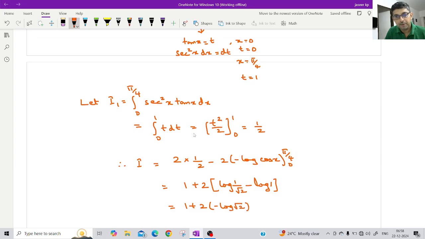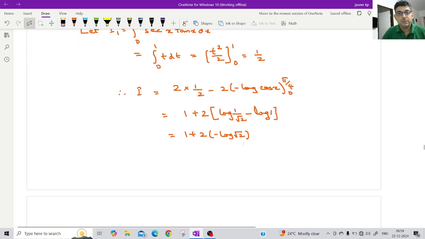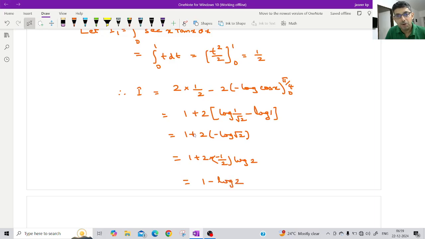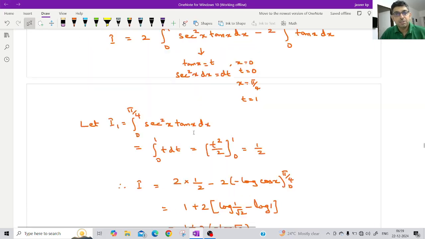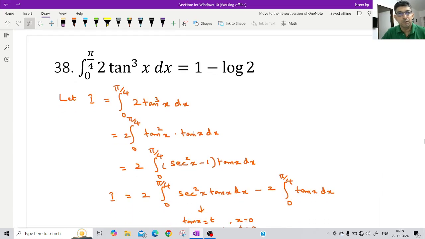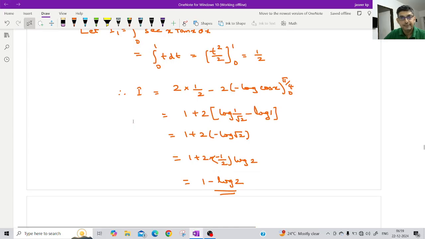So log root 2 is same as half of log 2. Using properties of log, it is minus 1 by 2 log 2. So that means it will come as 1 minus log 2. So this is only what we were asked to prove. So integral 0 to pi by 4 of 2 tan cube x dx equals 1 minus log 2. So we got the same thing only.